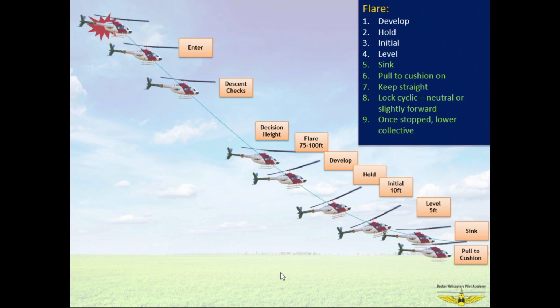So when you think you've stopped on the ground, don't dump the collective down yet. Hold it up there for a couple of seconds. Count to 2. And then lower it. And that'll prevent any of this nose down and then aft cyclic bit. You just hold the collective up there for a bit.